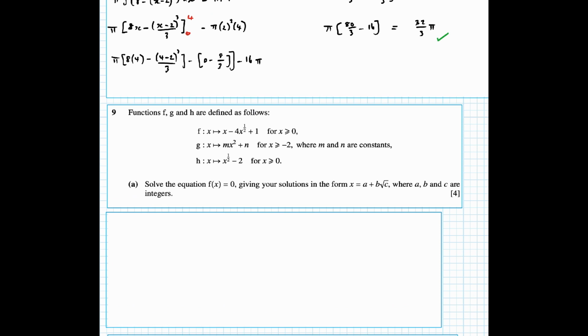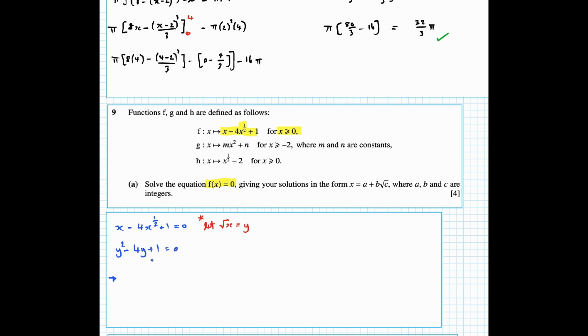Question 9, we're given functions. And we're given 3 functions and some restrictions for them. We've to solve the equation f of x equals 0. So that's the first part. So x minus 4 root x plus 1 is equal to 0. We want to make x equal to another variable. So let x to the half, or root of x, equal y. So from there you should, of course, be able to find y squared minus 4y plus 1 equals 0.